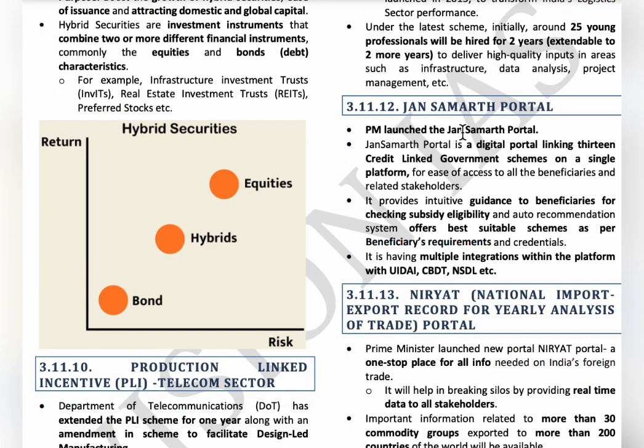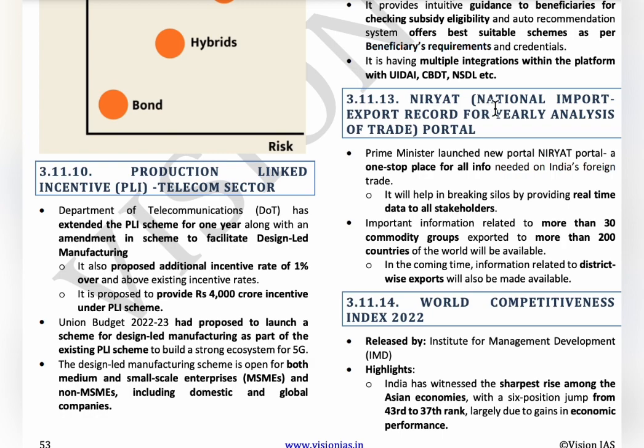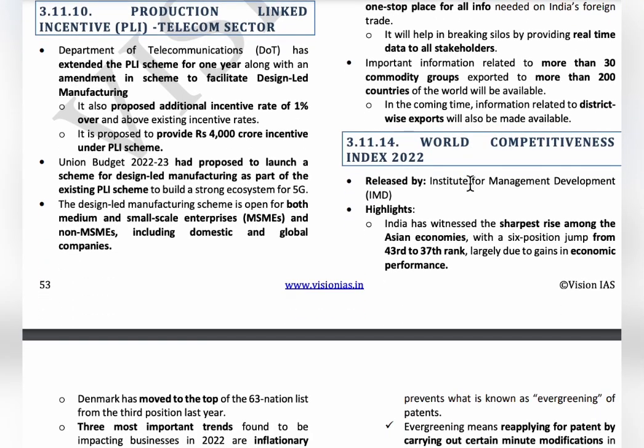The next topic is the Jan Samarth portal. It is a digital portal that links 13 credit-linked government schemes on a single platform. The next topic is NIRYAT, the National Import-Export Record for Yearly Analysis of Trade portal. It is a one-stop center for all the information required on India's foreign trade. The next topic is the World Competitiveness Index, released by the Institute for Management Development, and India ranks 37 out of 63 countries.